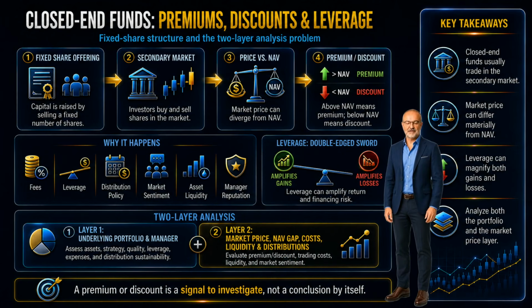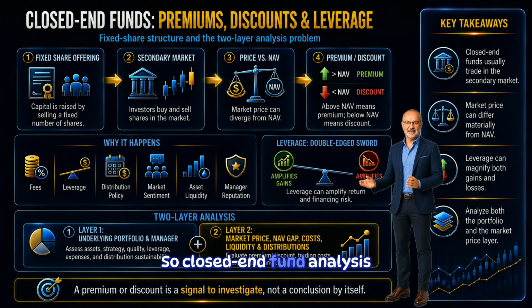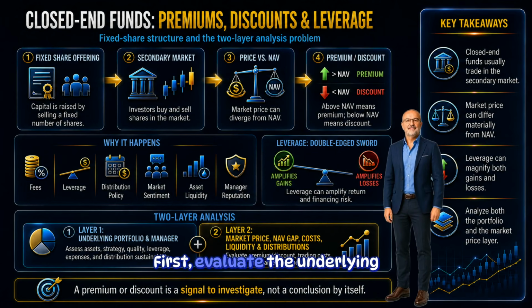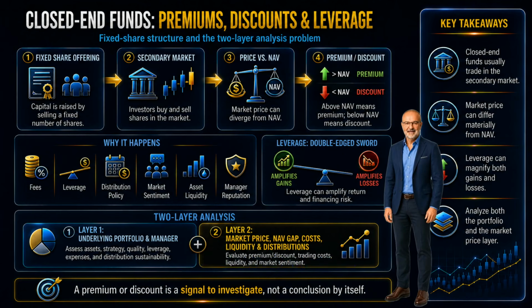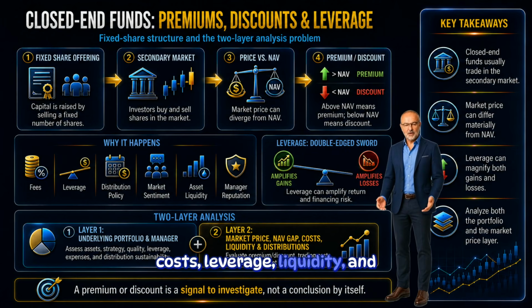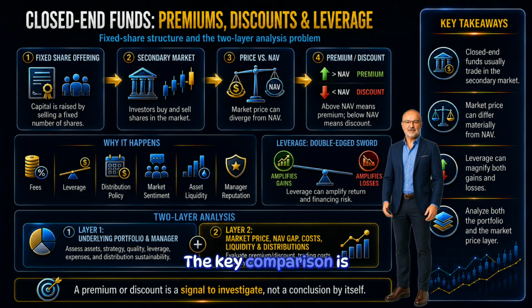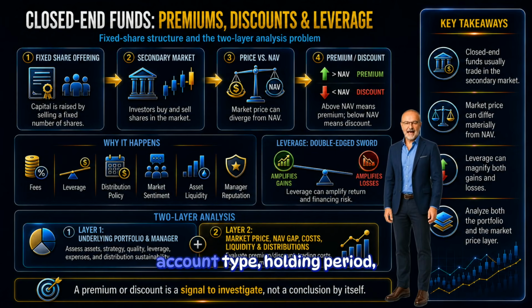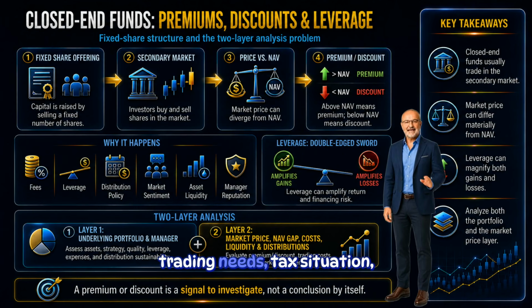Some closed-end funds use leverage. Leverage can magnify gains, but it can also magnify losses and add financing risk. So closed-end fund analysis has two layers. First, evaluate the underlying portfolio and manager. Second, evaluate the market price relative to NAV, costs, leverage, liquidity, and distributions. The key comparison is this: mutual funds, ETFs, and closed-end funds are different structures. No structure is automatically best. The right choice depends on the investor's goal, account type, holding period, trading needs, tax situation, risk tolerance, and required exposure.